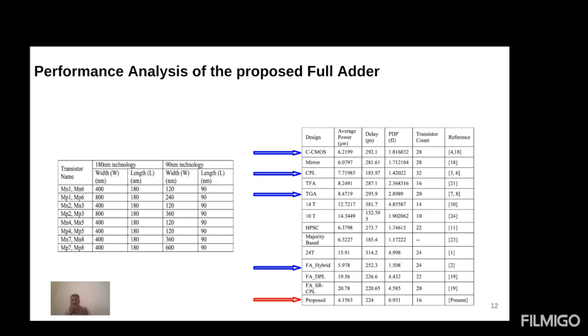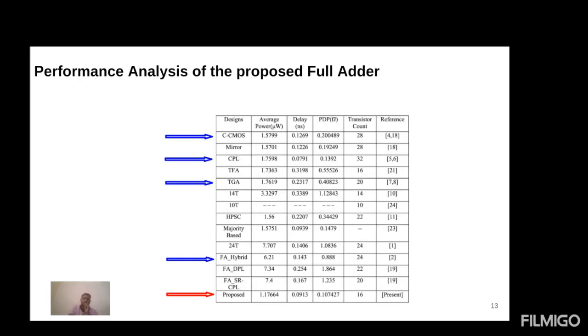and it gets better results compared to the others' work in terms of average power, delay, power delay product, and transistor count. The average power consumed is 4.1563 microwatt, the delay is 224 picosecond, the power delay product is 0.931 fJ, and the transistor count is 16. All these results are for the 180 nanometer case. In the next slide we are going to see what is happening in the 90 nanometer technology case.